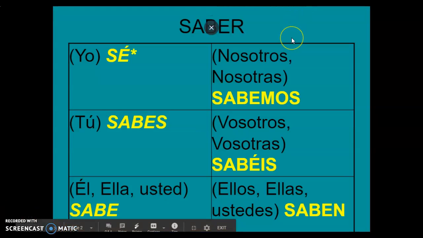So, para conjugar saber, la forma de yo es irregular. So, it's yo sé, followed by sabes, sabe, sabemos, sabéis, y saben.